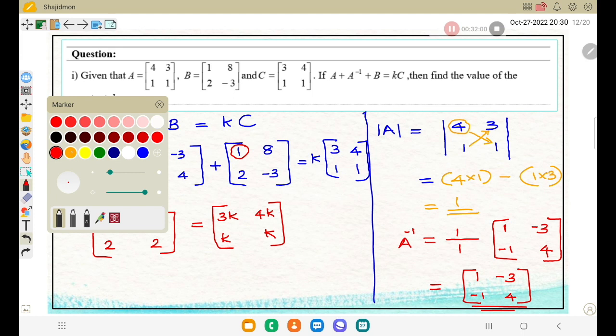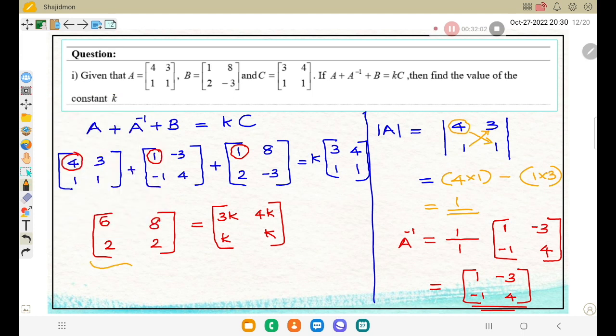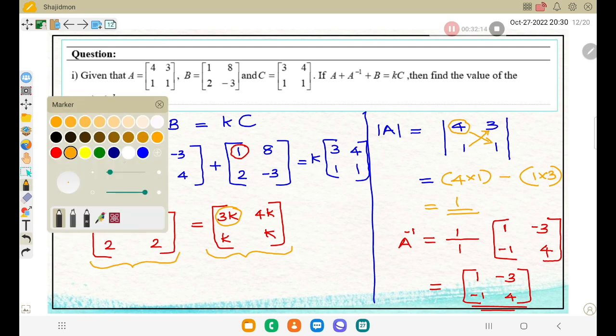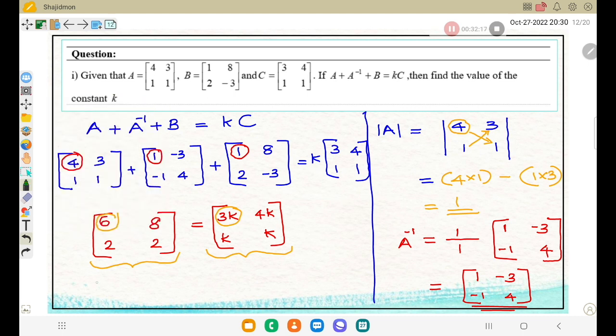Now, what did we get here? This matrix equals this matrix. Correct? So what is the meaning of that? The first number should be the same as the first number, the second number should be the same, the third number should be the same, the fourth number should be the same. So if we take the first number, 6 equals 3k. From here you will get the k value. Divide both sides by 3: 6 over 3 means 2. This is the k value.